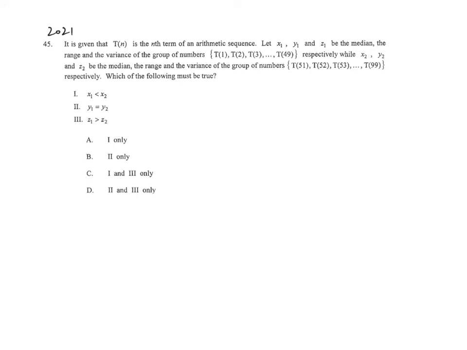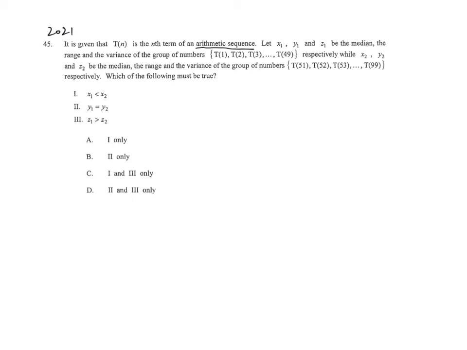And to be able to do this question, number 45, you need to understand what an arithmetic sequence is. An arithmetic sequence is a sequence where there is a constant number being added or subtracted in subsequent terms. Therefore, remember that the gap between each data is constant.